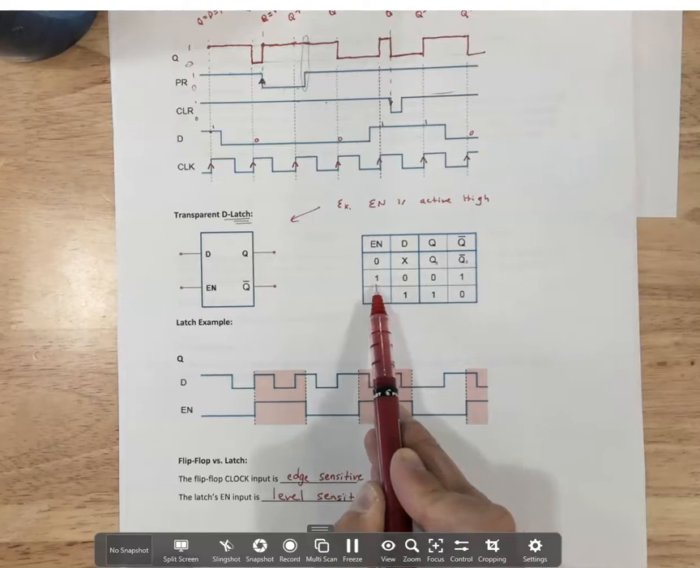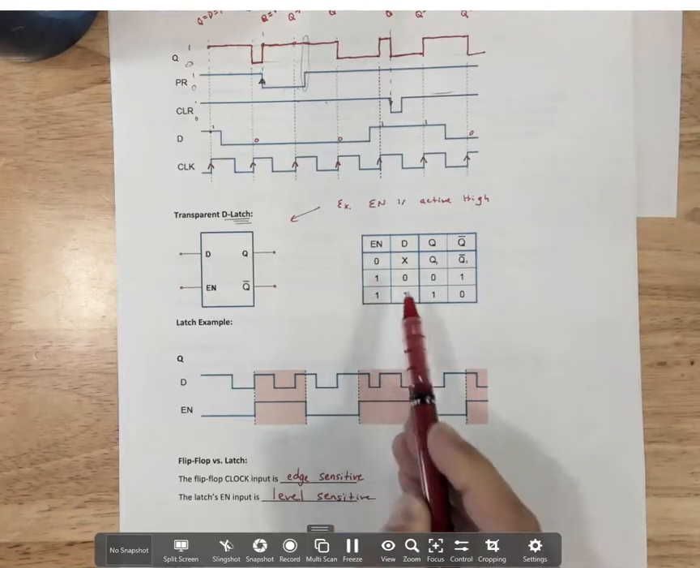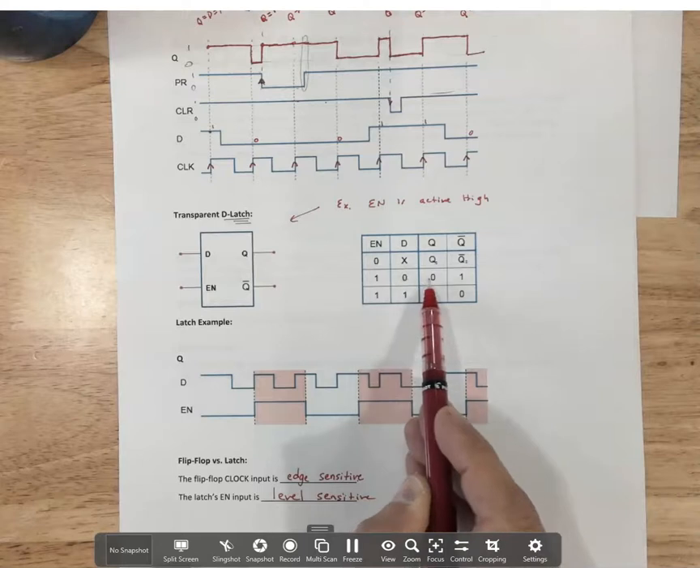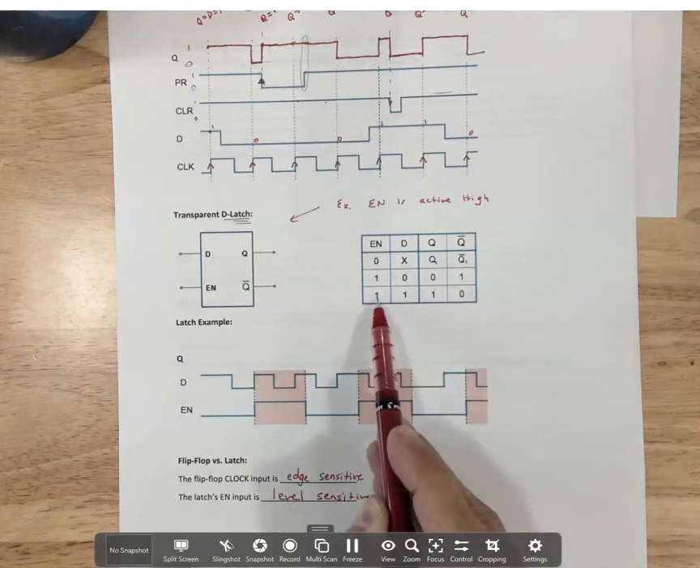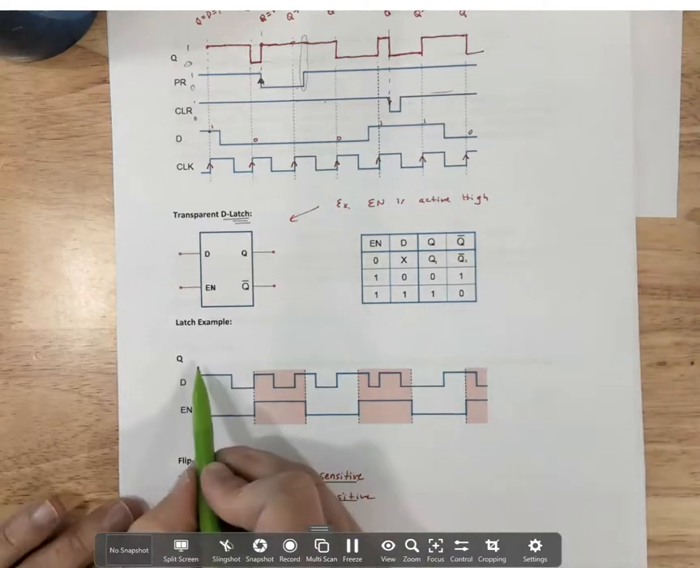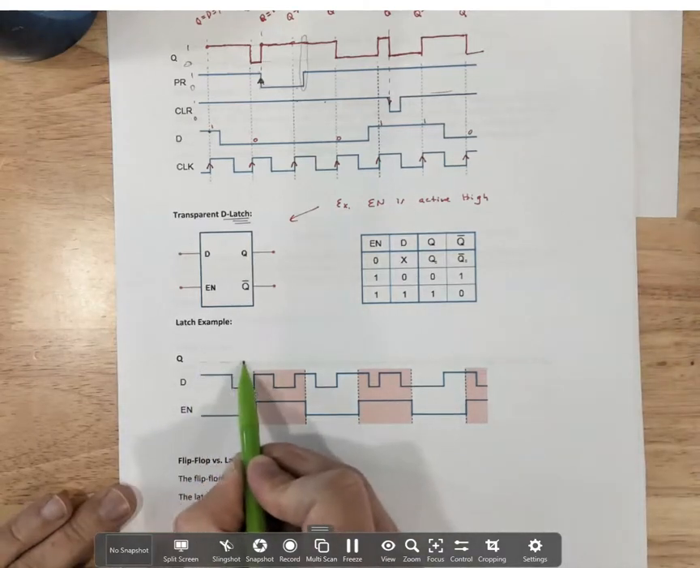But if the enable is enabled, then Q will match D. So if D is 0, Q is 0. If enabled again, if D is 1, Q is 1. Okay, so we'll try to fill this in. Make sense of this over time.